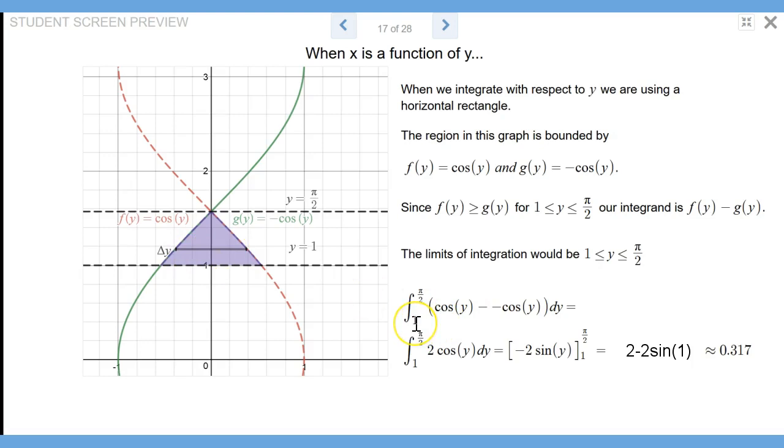So the area is given by this definite integral from 1 to pi over 2 of f of y, which is cosine y, minus g of y, which is minus cosine y. And there is my area. Notice I have dy here, not dx. That comes from the width of this little rectangle that's horizontal now and summed with respect to the y-axis, not the x-axis.